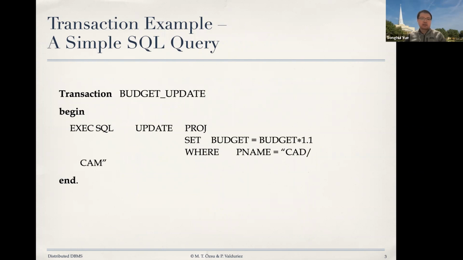We can have a keyword transaction, and this is the transaction name. As we can see from the name of it, the transaction is for updating the budget. Okay, so then it is followed by a begin keyword and ends with an end keyword.